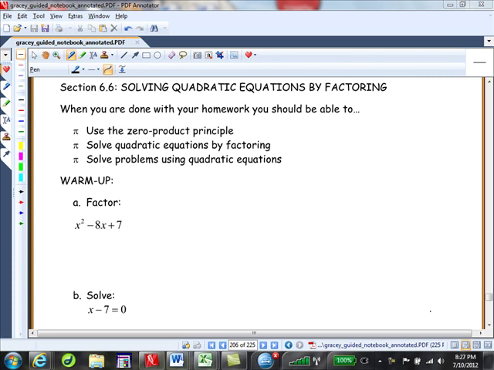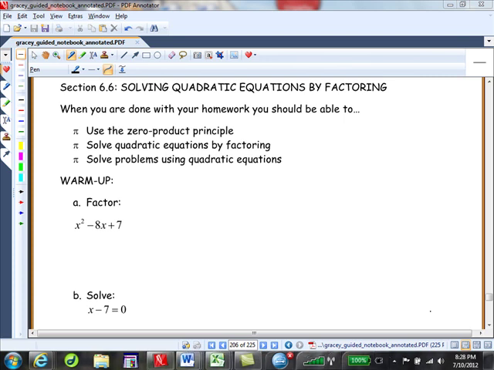This is section 6.6 from Robert Blitzer's Introductory and Intermediate Algebra for College Students, and I am Professor Shannon Gracie from Maricosta College. Today we'll be talking about solving quadratic equations by factoring.